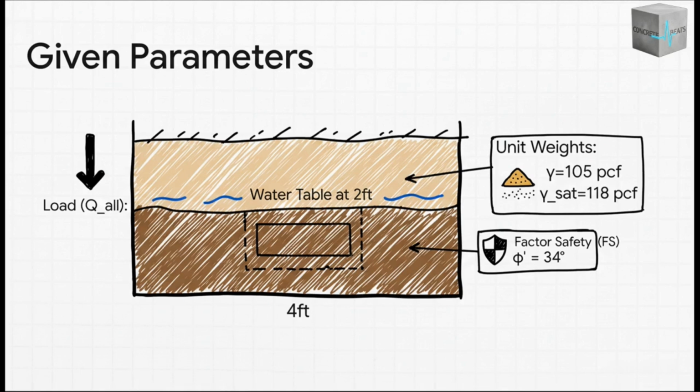Now, pay close attention here. We have two different unit weights. Why? Because the water table is at 2 feet deep, but our foundation bottom is at 4 feet. That is a critical detail that's going to have a huge impact on our calculations.